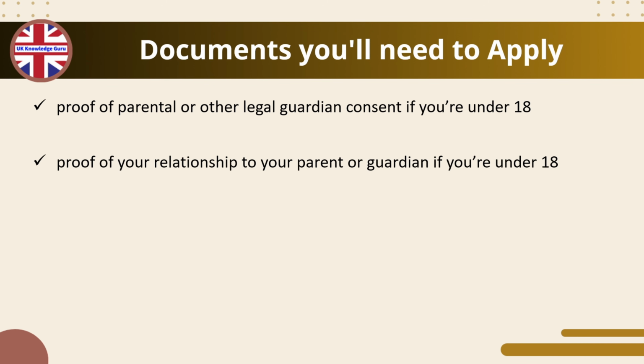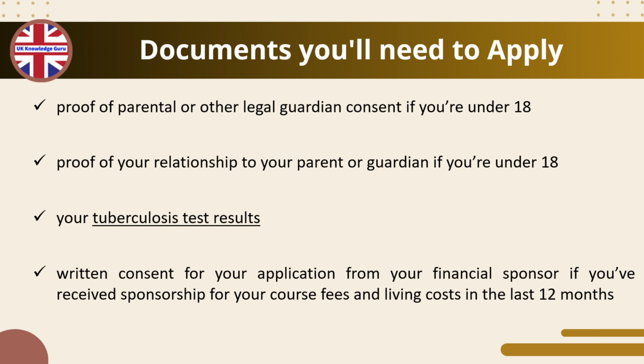So for example, if your parents are supporting you, you need to provide the IDs and documents which should have the same name. In many cases, I have seen that the parents' names were different. In that case, you need to provide the birth certificate as well. Your TB test result. Consent for your application from your financial sponsor, like I said, your father, your mother, or your grandfather, if you have received sponsorship for your course fees and living costs in the last 12 months.